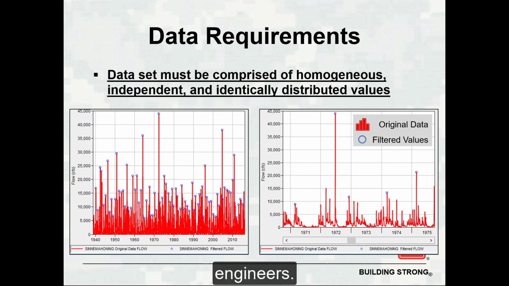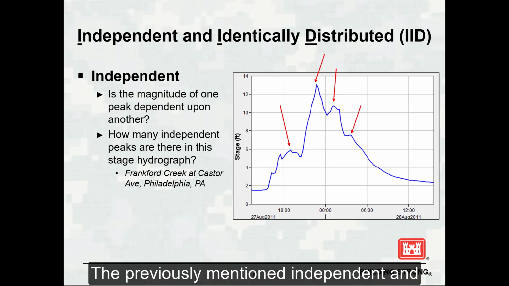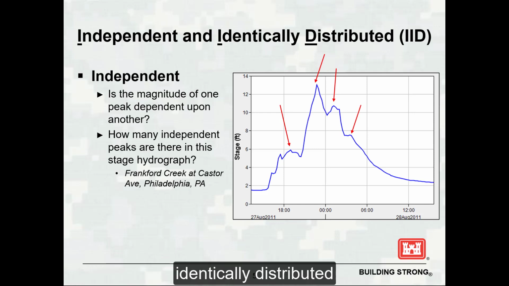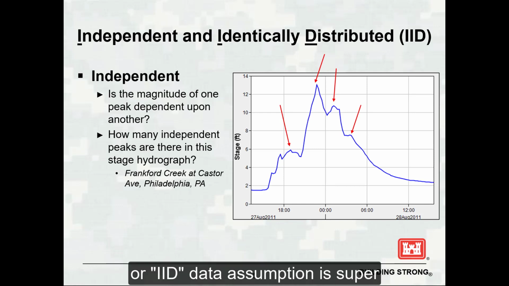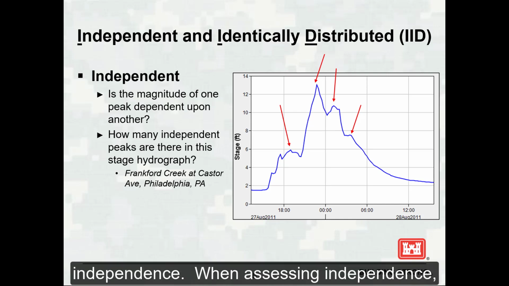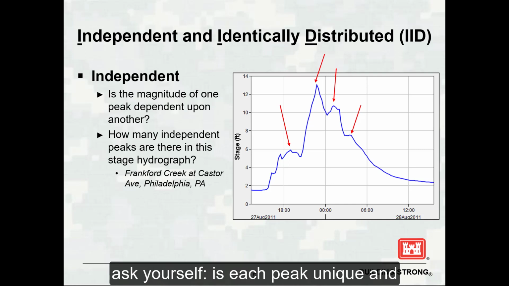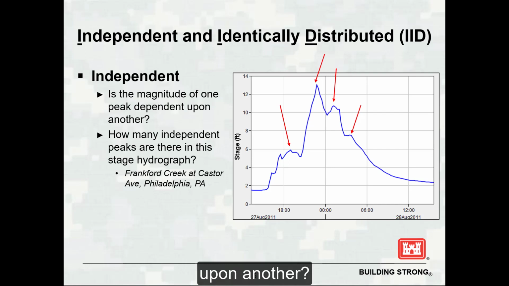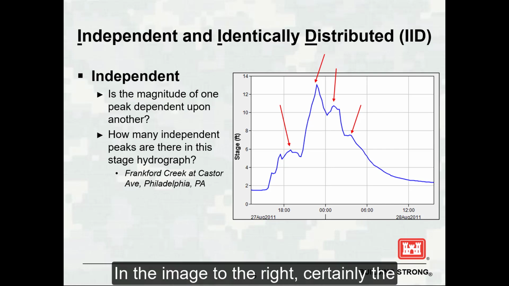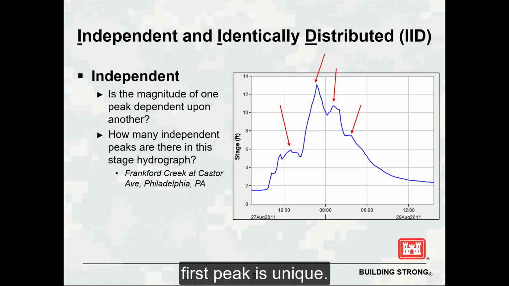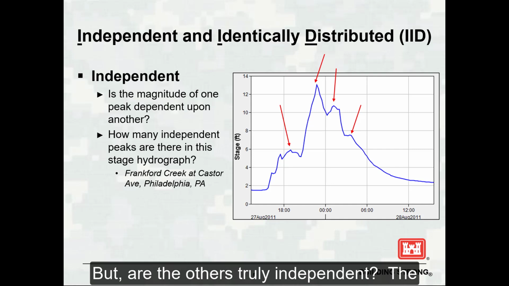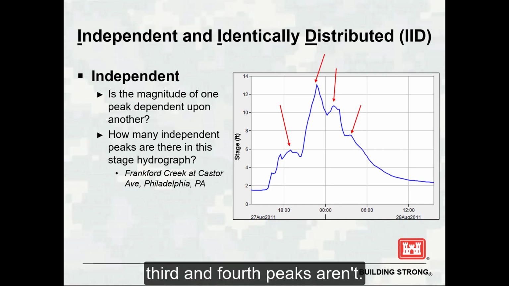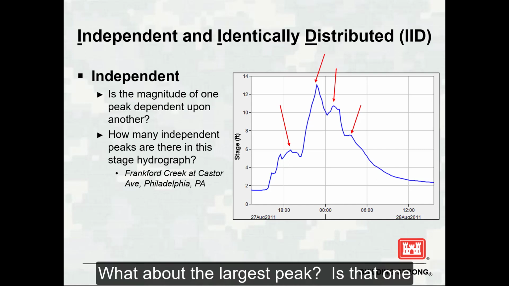There are other data considerations, but these are the big ones that we typically run into as modelers and engineers. The previously mentioned independent and identically distributed, or IID, data assumption is super important. Let's talk about the first part, which is independence. When assessing independence, ask yourself, is each peak unique and independent? Or are the magnitudes of one dependent upon another? In the image to the right, certainly the first peak is unique, but are the others truly independent? The third and fourth peaks aren't. What about the largest peak?